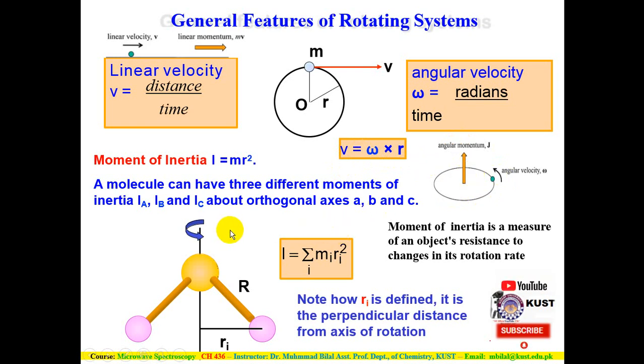Next is the moment of inertia. Moment of inertia is actually the measure of an object's resistance to change in its rotation. When the molecule is rotating, the body will resist the change in the rotation. This resistance we call moment of inertia. Now this moment of inertia through the center of gravity depends on the distance of the atom from the center of gravity. This distance we call the radius, and the moment of inertia will be equal to mr square.